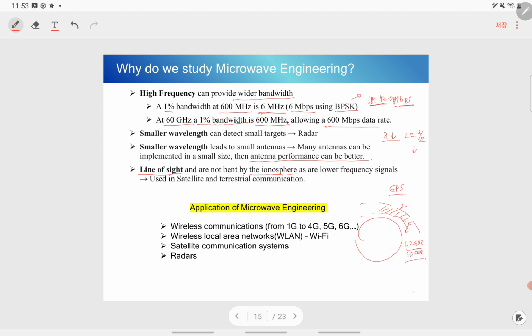So the GPS system, the navigation system, is another application of microwave engineering. So we can understand that microwave engineering can be used for wireless communication, right? LTE, 5G, and Wi-Fi, right? WLAN, and satellite communication, and also radar.